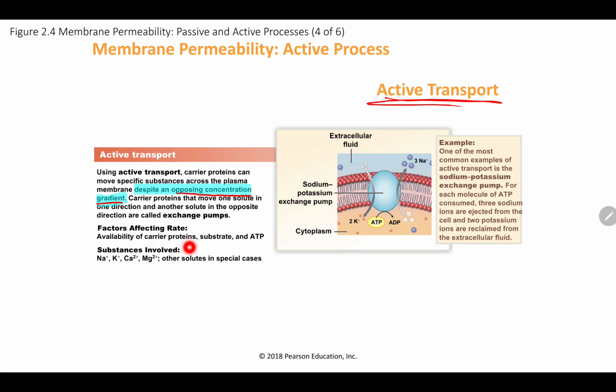Whereas active transport can move a molecule against the concentration gradient. Again, using ATP. Active transport uses ATP. Okay, got to remember that.